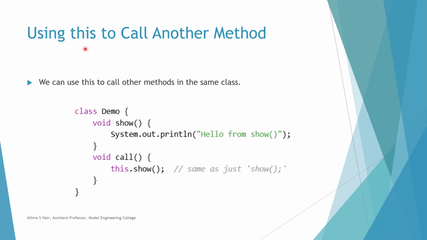Next, this can also be used to call another method of the same class. Although Java automatically does this, writing this.display makes it explicit. Here we have a class Demo and void show, System.out.println "Hello from show". And the function calls this.show. This is the same as just show.